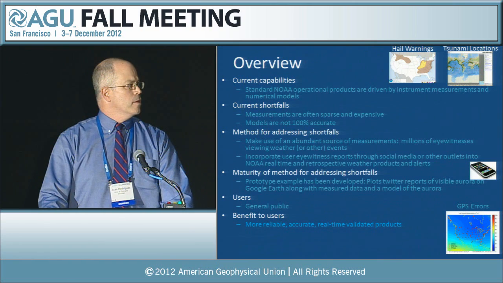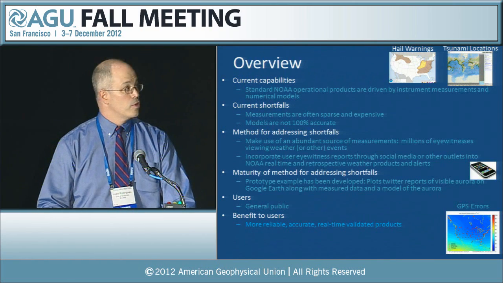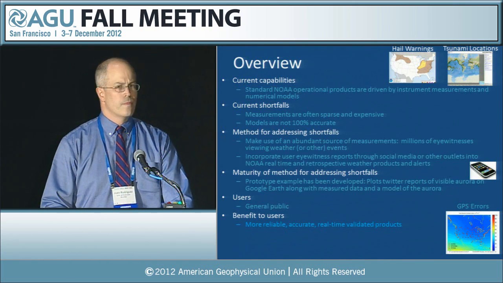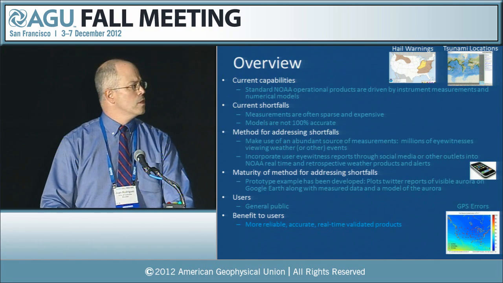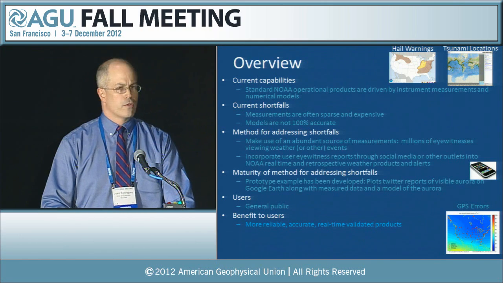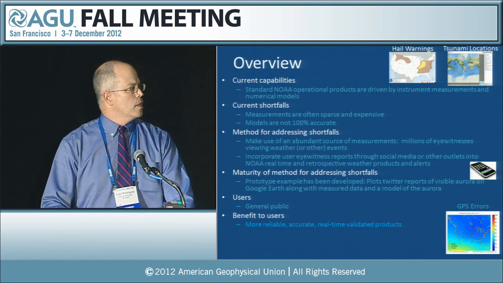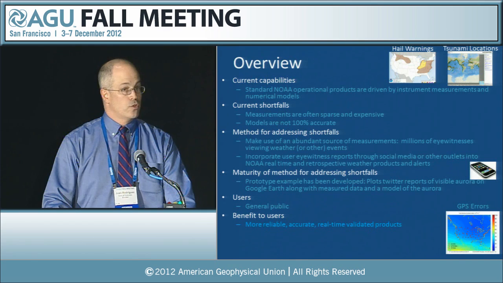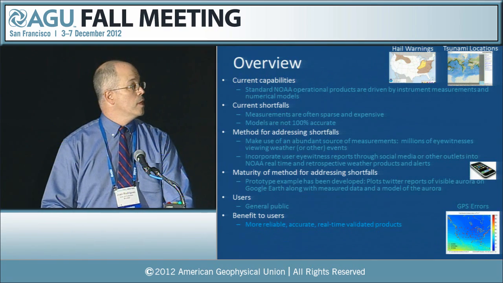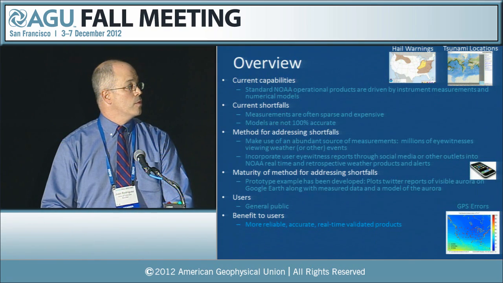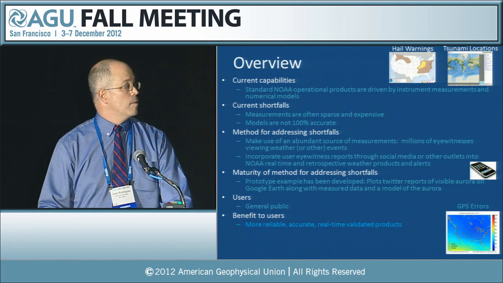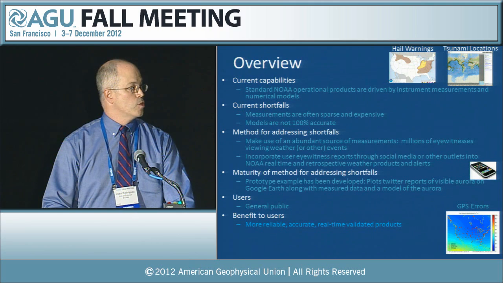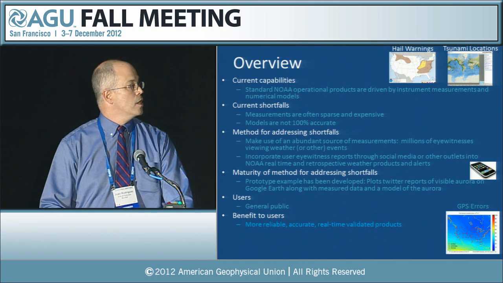The method we're following here for addressing these shortfalls is to make use of an abundant source of measurements, namely millions of eyewitnesses globally viewing weather or other events, and incorporate these user eyewitness reports through social media or other methods into NOAA real-time and retrospective. I like to emphasize the retrospective aspect of these weather products and alerts.